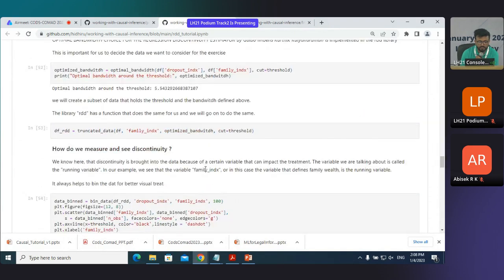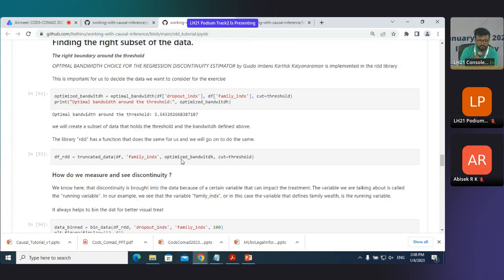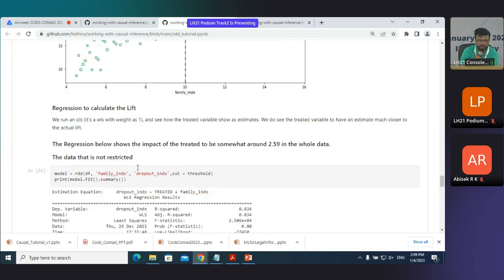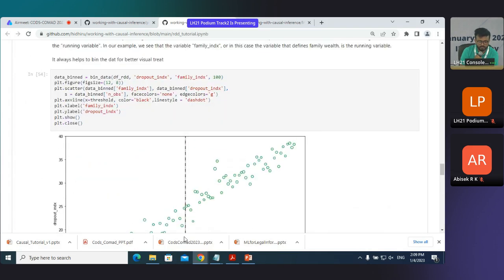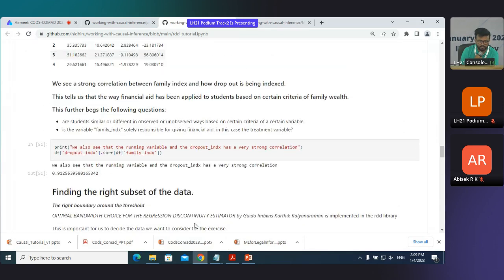And for example, here, if you look at the data, this is where we were talking about family wealth, and this is where the idea of this particular function, which is the RDD function, and finding the optimal bandwidth comes in. So how do we restrict the data around this particular threshold? There's a paper around that.